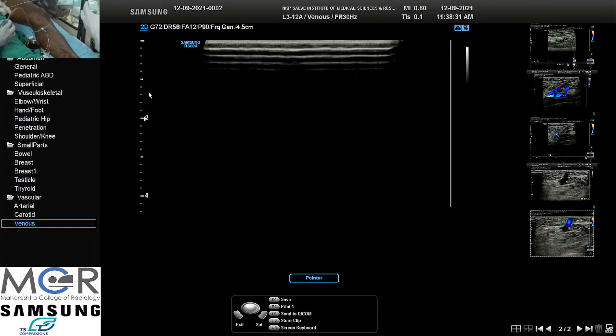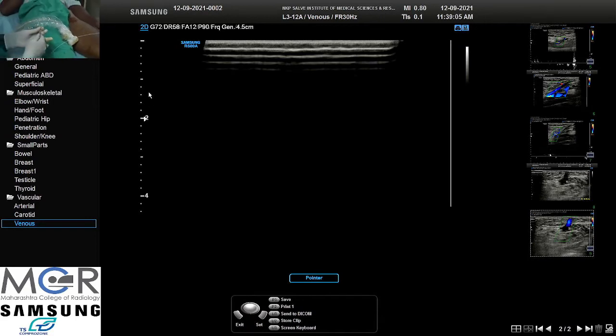Get a syringe, 20 ml. Attach it here. One syringe will be okay, sufficient. Of this tumescence anesthesia.